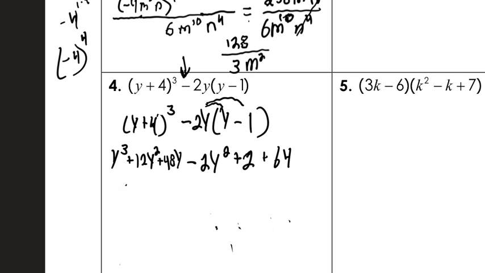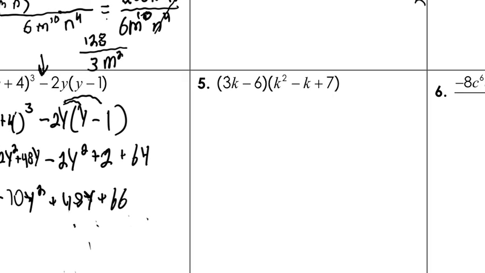So we got that. Now, we can put stuff together. So y cubed, I think I got squareds, 12 of them minus 2 of them. I think I got just 48y. And then I've got 64 and 2, which is how much? 66? So that's what that looks like.